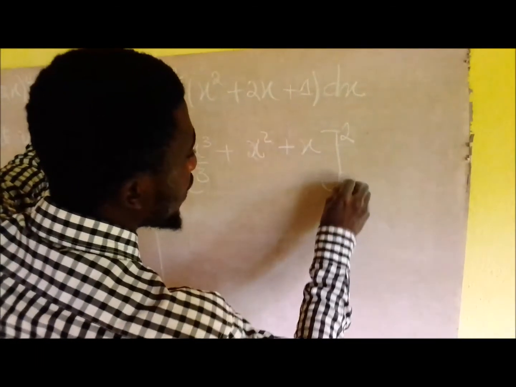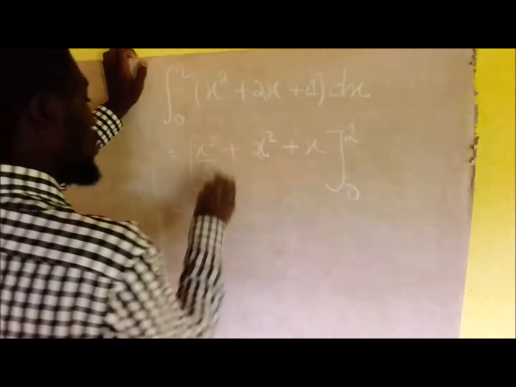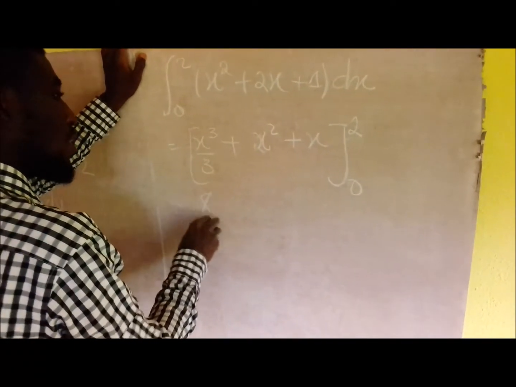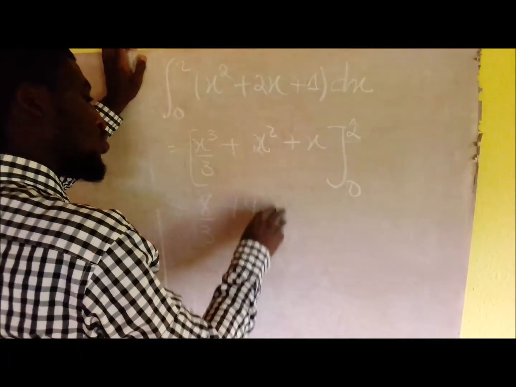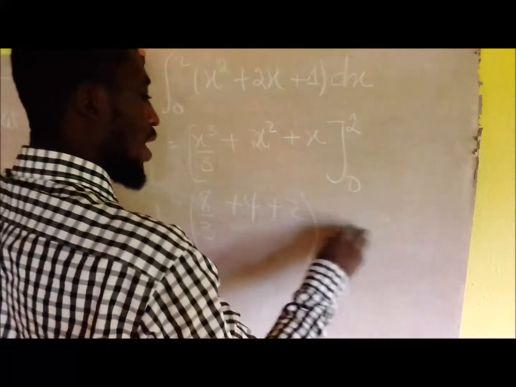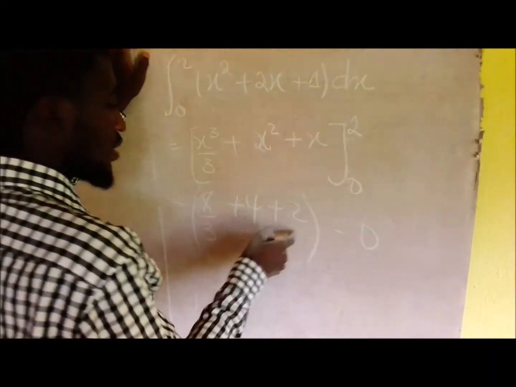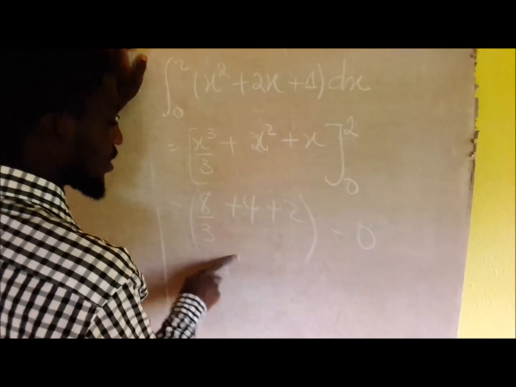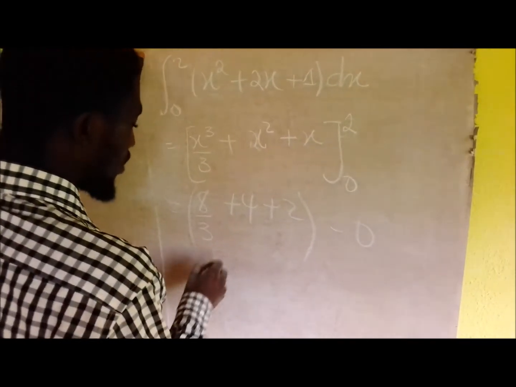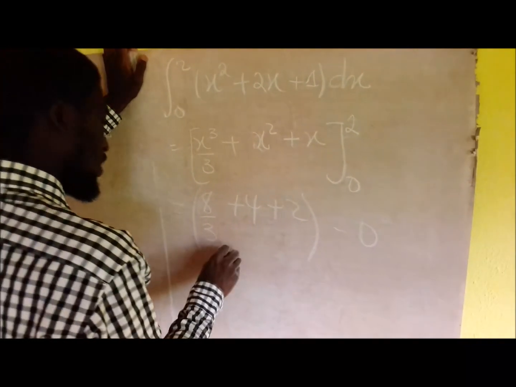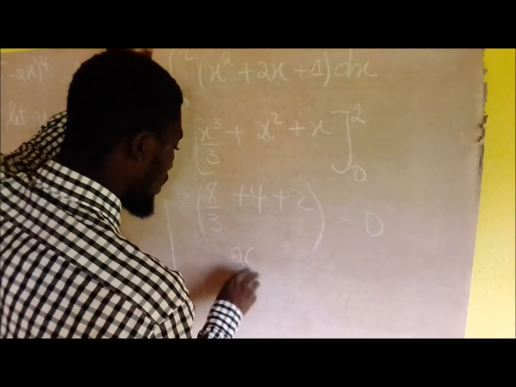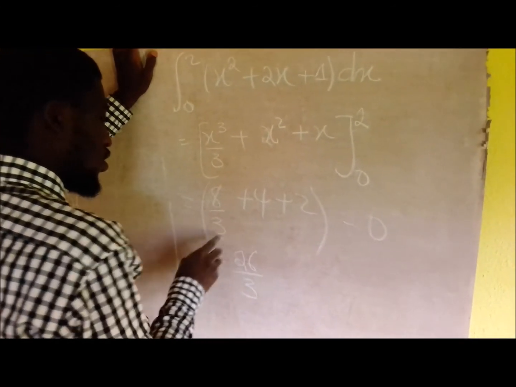So the boundaries are 0 and 2. When we place 2 this way, we are going to have 8 on 3 plus 4 plus 2 minus 0. So I'm having 8 on 3 plus 6, which is the same thing as 18 plus 8 on 3. 18 plus 8 is 26 on 3. So the value of that integral is 26 on 3.